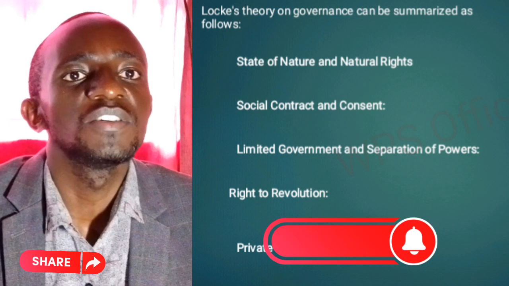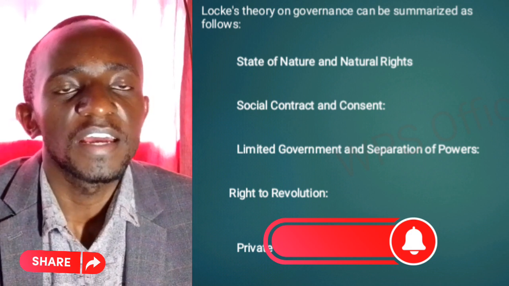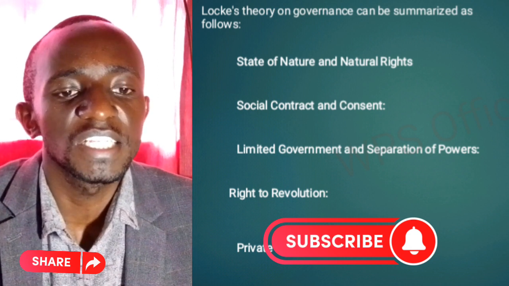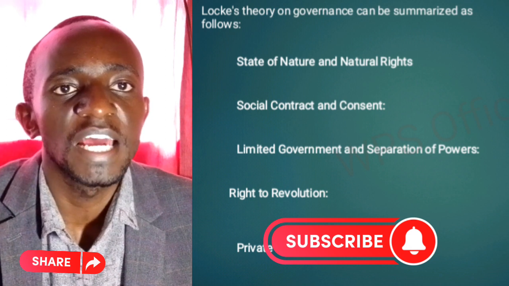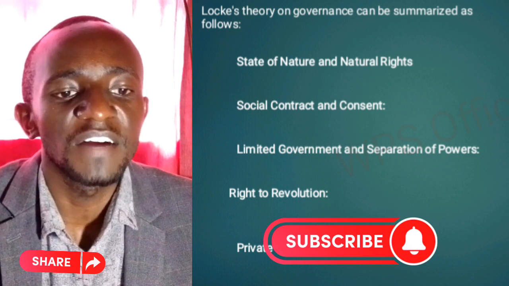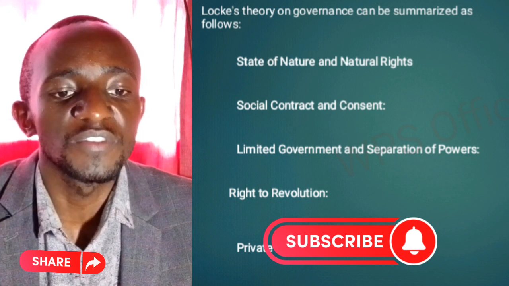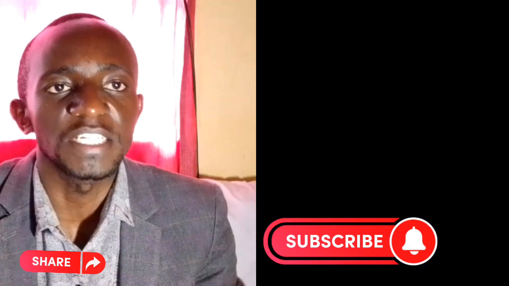I'm going to summarize John Locke's theory into 5 different points. Our first point will be state of nature and natural rights. Our second point will be social contract and consent. Our third point will be limited government and separation of powers. Our fourth point will be right to revolution. And our fifth point will be right to private property.